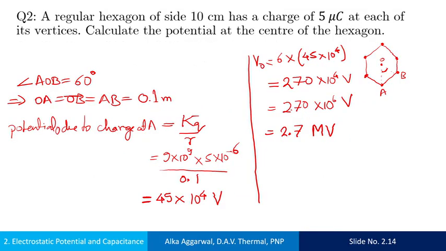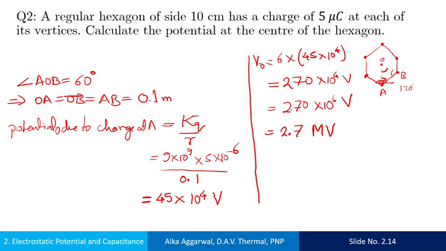The next question is: a regular hexagon of side 10 centimeter has a charge of 5 microcoulomb at each of its vertices. Calculate the potential at the center of the hexagon. As it is a regular hexagon, this angle is 120 degree. If we join it with the center, then it is 60 degree. This is also 60 degree. This angle is also 60 degree.